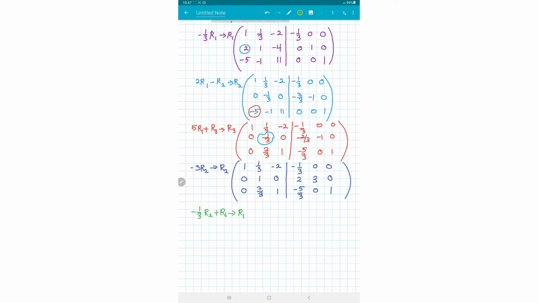So what I have here, this one is 1, 0, 0. So this one will become 0, of course. This one will become 1, 2 over 3. So negative 2, 0, 1. Then negative 1 to negative 5 over 3. Negative 1, 3, 0, 0, 0, 1.